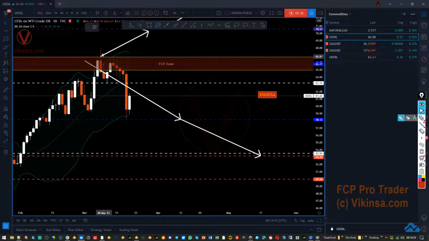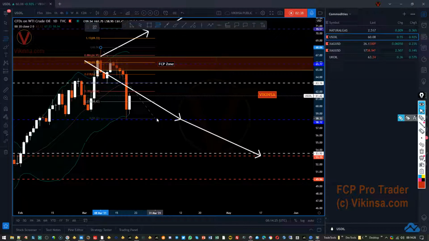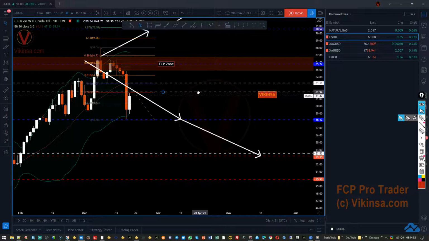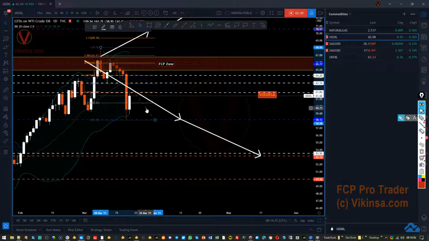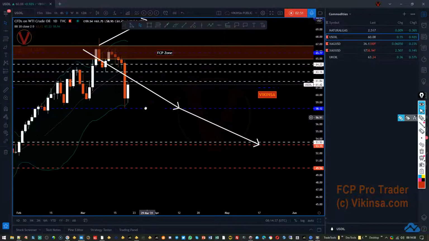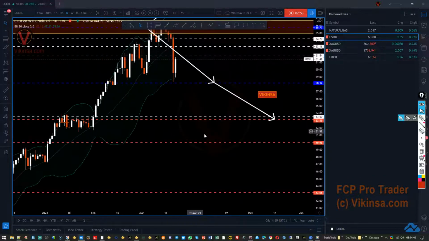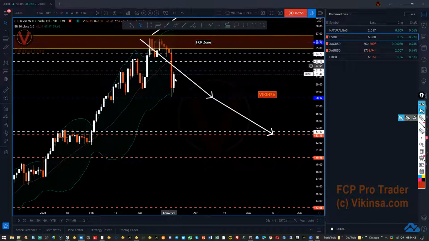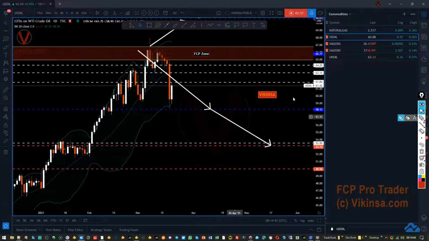If I draw Fibonacci on this leg here, this can very well come into one of these levels. If you're looking for movements on smaller time frames, then these levels can be important to you. Otherwise, this is looking very, very good. It is falling down and the first target has been met. So that's US oil. And now let's look at UK oil.